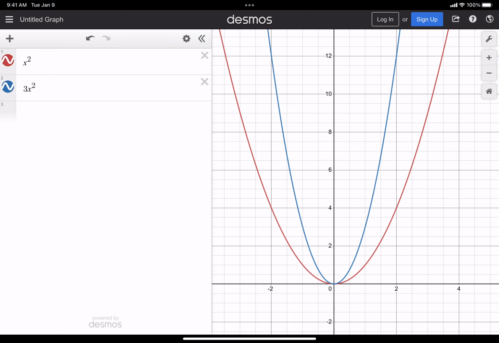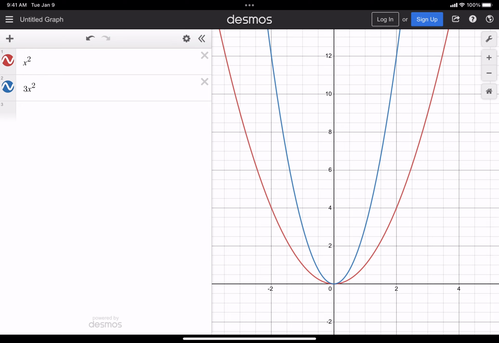Now let's take a look at the next point. So when x is 2, okay, I don't have long enough arms to do this, but when x is 2, what's the height of the red graph? It's 4, right? So how am I going to get the height of the blue graph? I'm going to take the height of this point, which is 4, and I'm going to multiply it by 3. Does that make sense? Yeah.